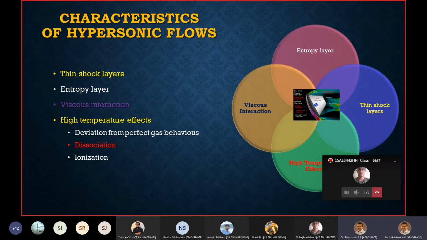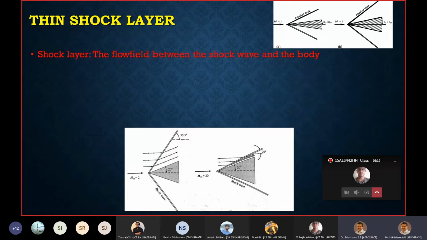Even if you have a hypersonic tunnel, a hypersonic test facility in the laboratory, you will have to encounter all these. So you will have to address all these one way or the other. So these are unique characteristics of hypersonic flows. We will be looking at each of them with some details right now. First, the thin shock layer.